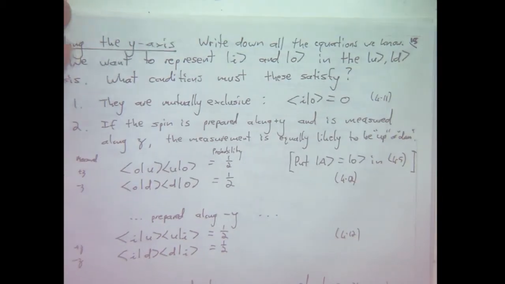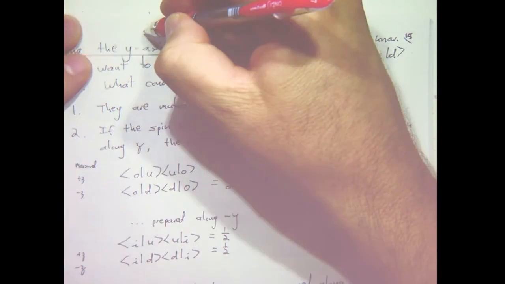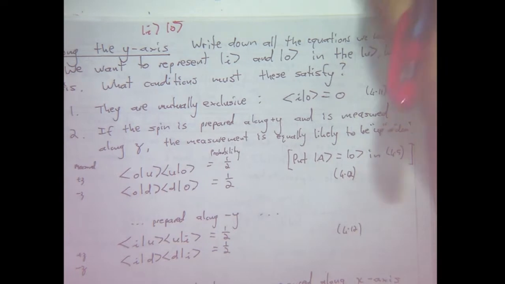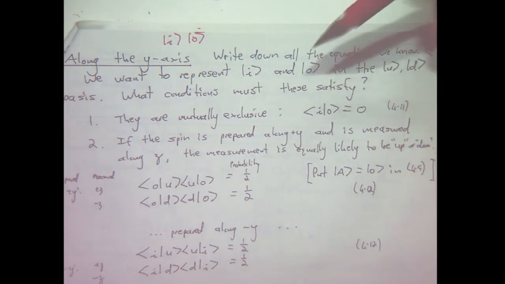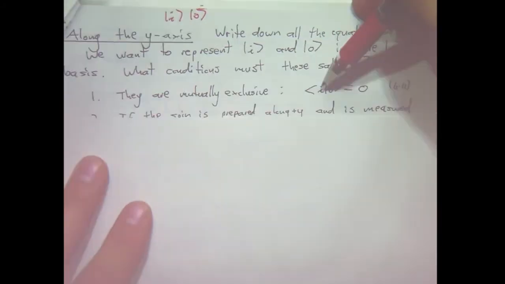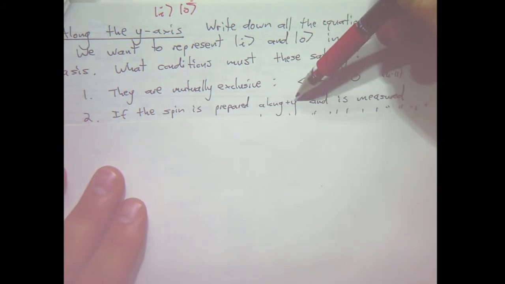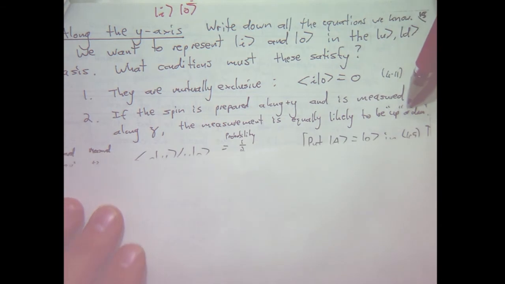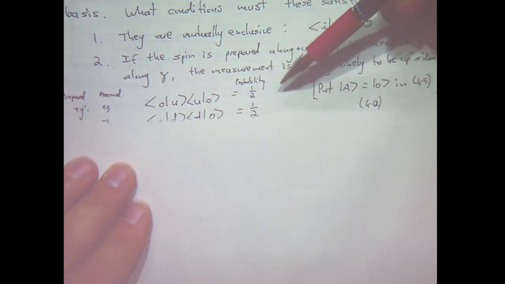All right. Along the y-axis, the basis vectors are in and out, and we want to write in and out in terms of the up and down basis vectors. What conditions must they satisfy? Well, they're mutually exclusive, so orthogonality. If the spin is prepared along the plus y and is then measured along z, the measurement is equally likely to be up or down. So that gives you this equation and that equation.